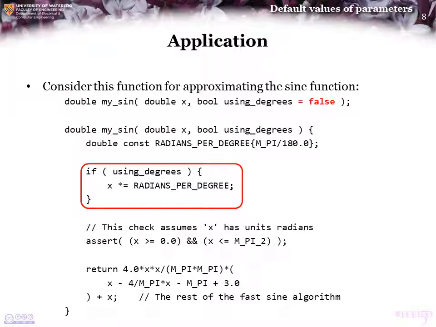So suppose the user called this with x equaling 90 and using degrees where the second argument was true. Well, in this case, 90 would be multiplied by pi divided by 180, which would be at least approximately pi/2. The balance of the function works as per normal because now x has been converted from a unit in degrees into a unit of radians.